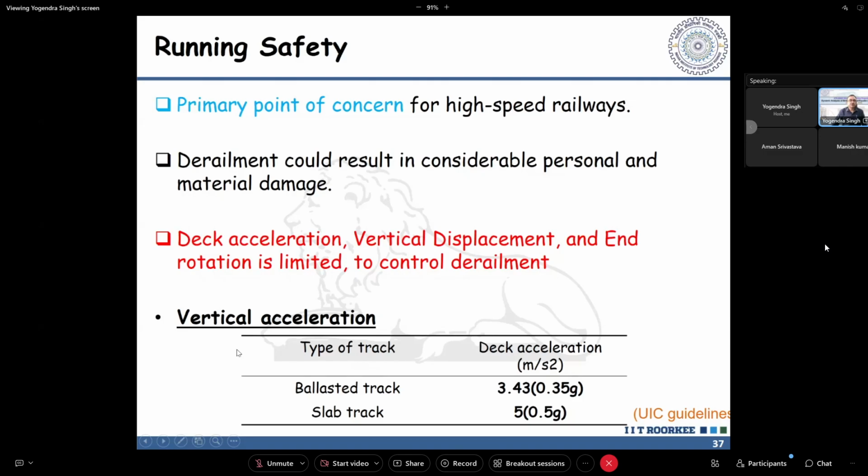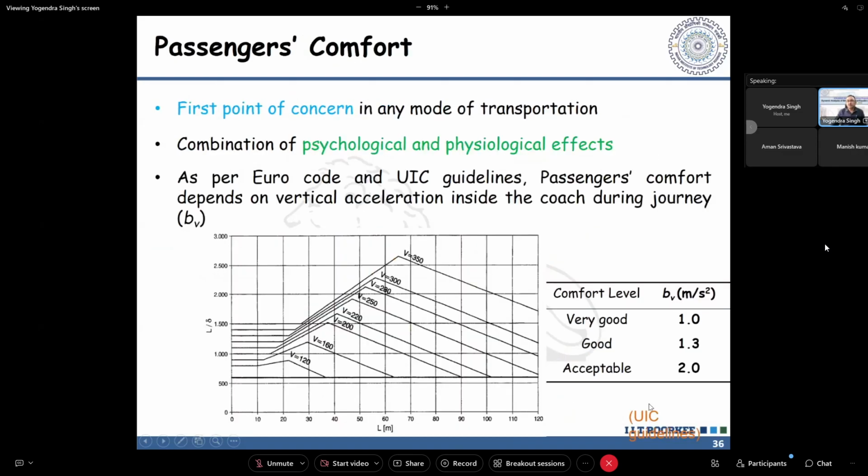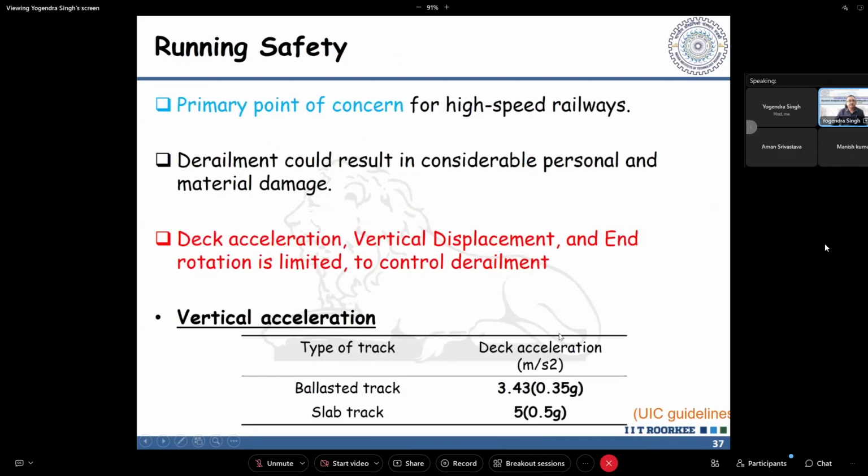So the vertical acceleration limit in case of ballasted track is 0.35 g or 3.5 meter per second square, and in case of non-ballasted track, it is 0.5 g. So up to 0.35 g and 0.5 g, we can go from the running safety point of view. But the same may not be acceptable from the point of view of passenger comfort. The limits for passenger comfort are much smaller. So even if we ignore the passenger comfort in the extreme case, even then it should not exceed 0.5 g, because if the vertical acceleration exceeds 0.5 g, there is a possibility that the train may jump the track. So you have to keep in mind this 0.5 g.